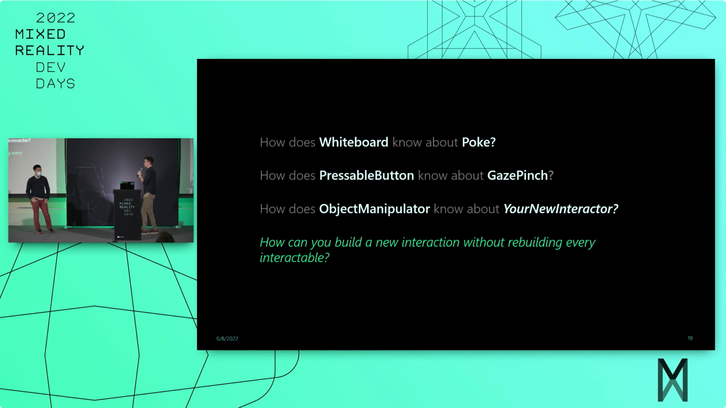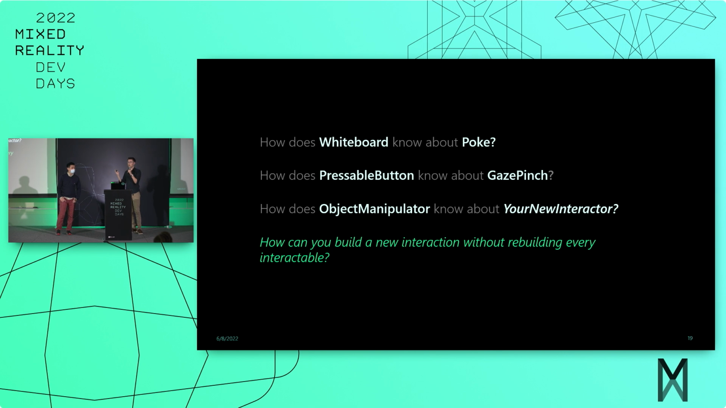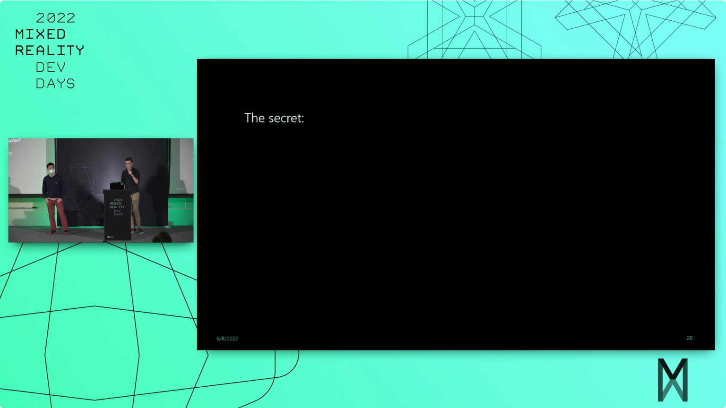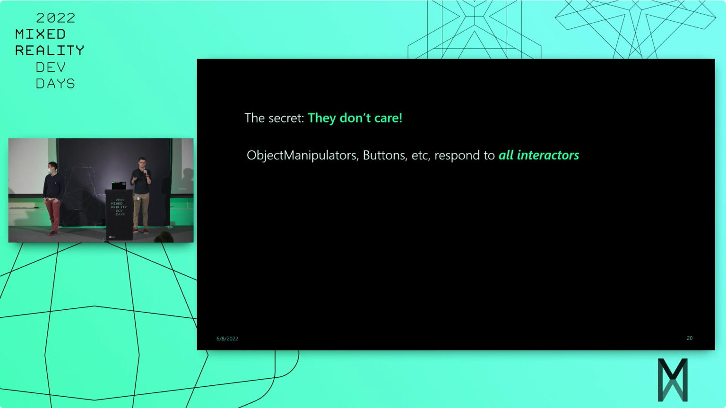This all boils down to how can you build and prototype and deploy new styles of interaction without having to go back and rebuild all of your interactables? And the secret is the interactables just don't care. Things like object manipulators, buttons, etc., they actually don't care about what kind of interactor is selecting them. In fact, in our documentation, we actually recommend people not use the interactor-specific events.